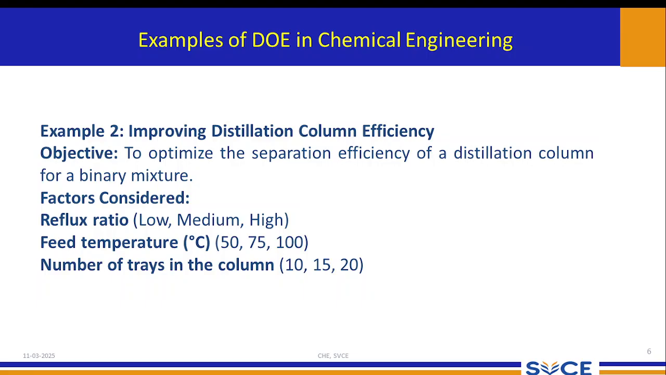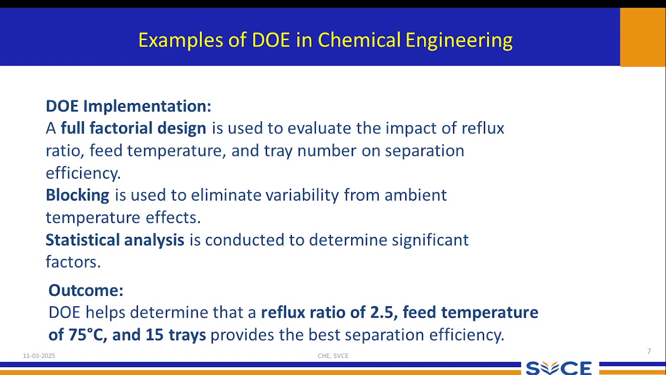But we have control of three factors at a time here, not only a single factor. By varying these three factors, we need to identify the optimum condition by using the design of experiments. A full factorial design is used to evaluate the effect or impact of reflux ratio, feed temperature, and tray number on separation efficiency. Blocking is also added here to eliminate the variability from ambient temperature effect.